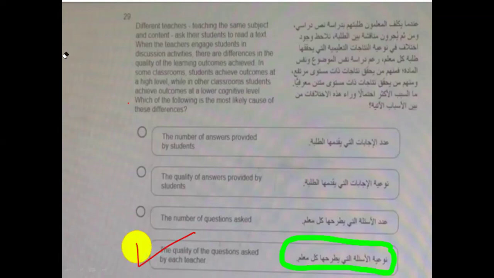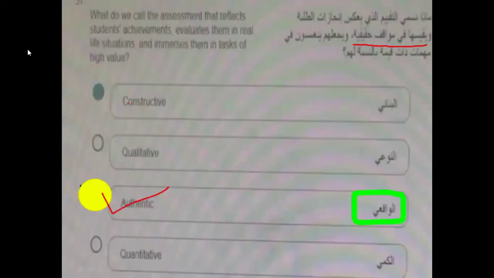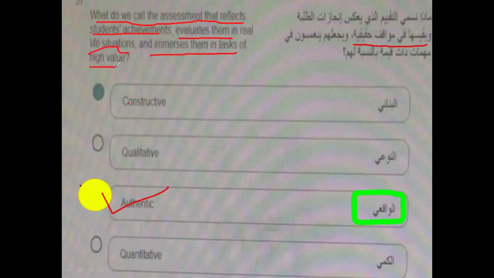Let's see what else we have. Okay, we have that. What do we call assessment that reflects the students' achievement, evaluates them in a real life situation and immerses them in a task of high value? So this is a repeated question from the study guide. What type of assessment is this?